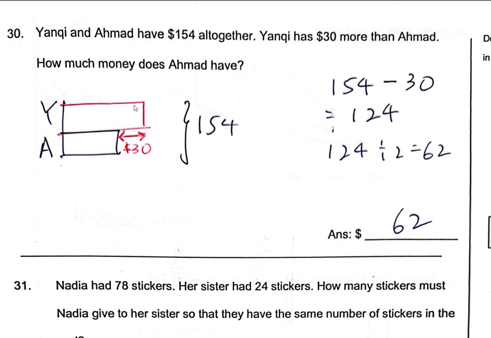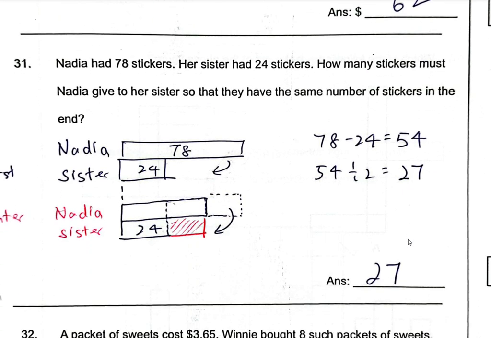So how much does Ahmad have? First, I will cut out this 30. Okay, I have 124. This will then make two equal parts. So the remaining 124 will be the equivalent of these two equal parts. Next, I use 124 divided by 2, and I'll have 62. So one of them will be 62, and that one of them represents Ahmad's money, 62.